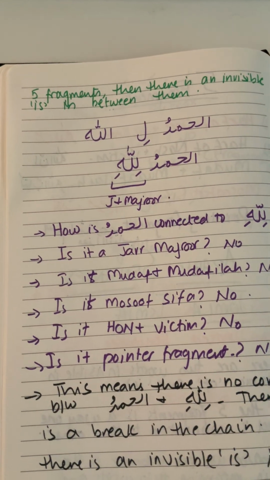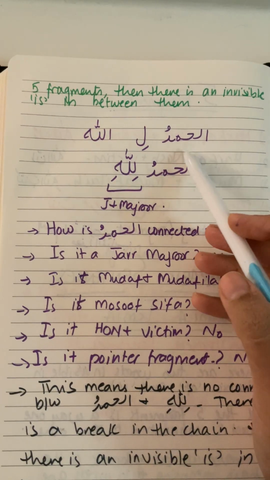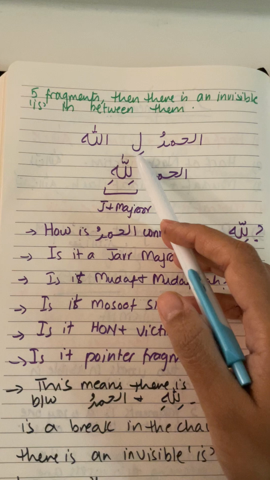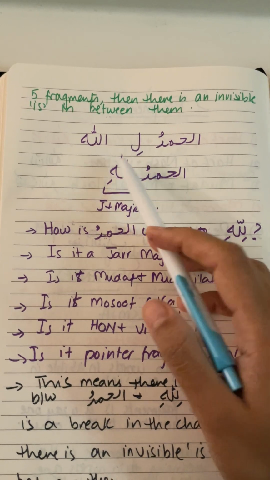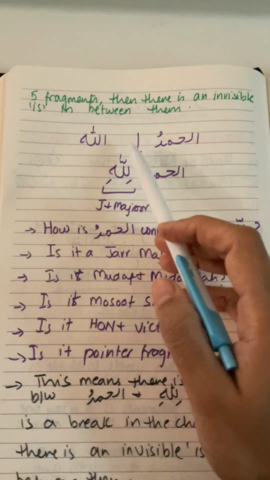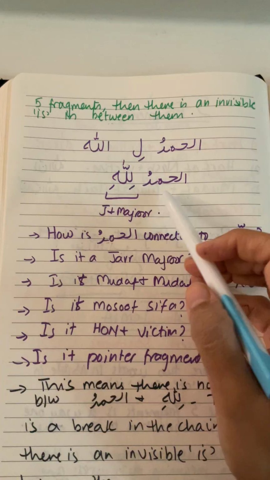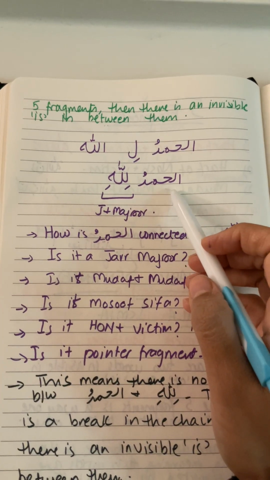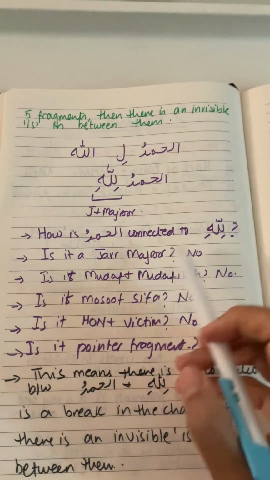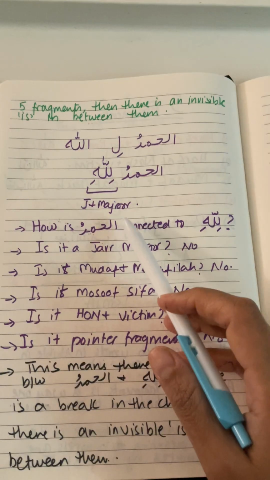We will understand this by this example, alhamdulillah, which we say. So alhamdu and then lillah is basically li and then Allah, and lam is a harf of jar, so it made the word Allah jar. Now this lillahi is a harf of jar and majroor. So we have to see whether alhamdu is connected to lillahi in some way. Is it a jar majroor? We know that it's not.